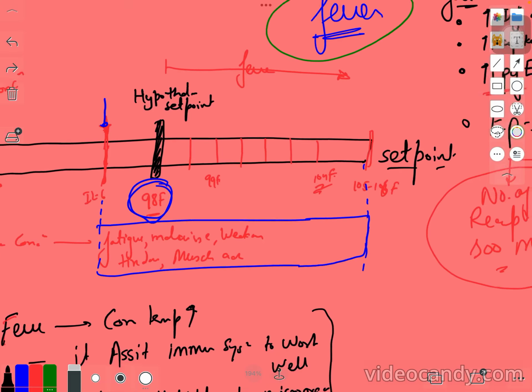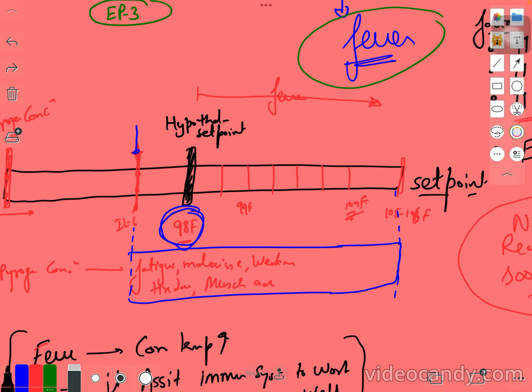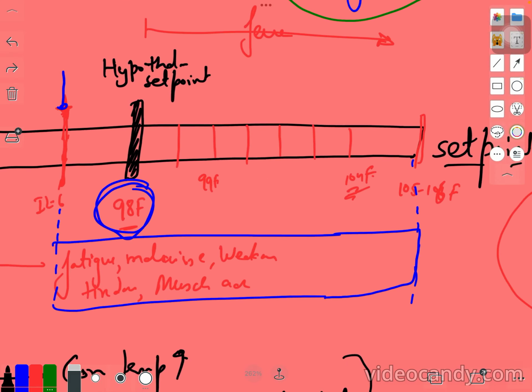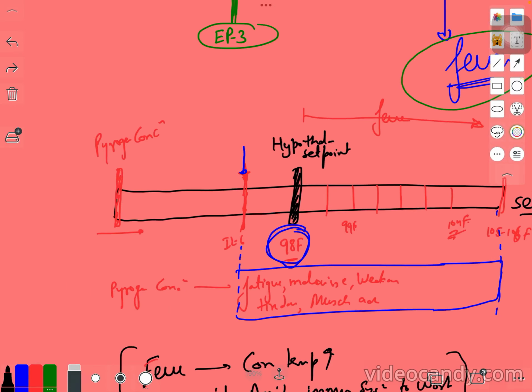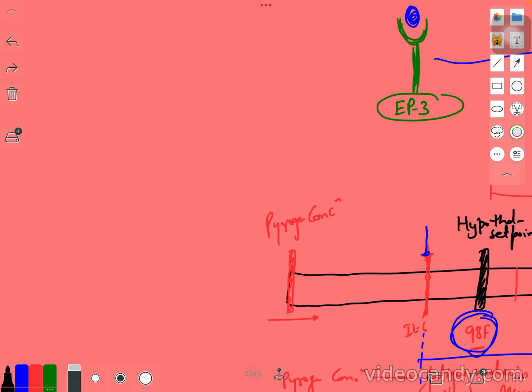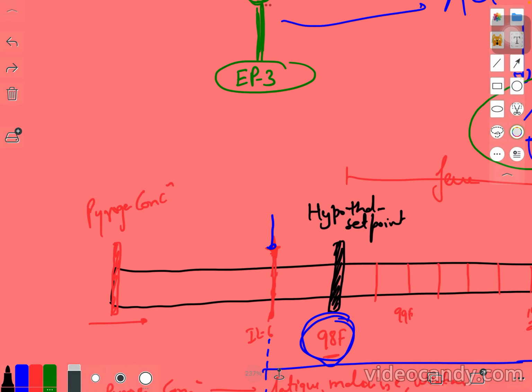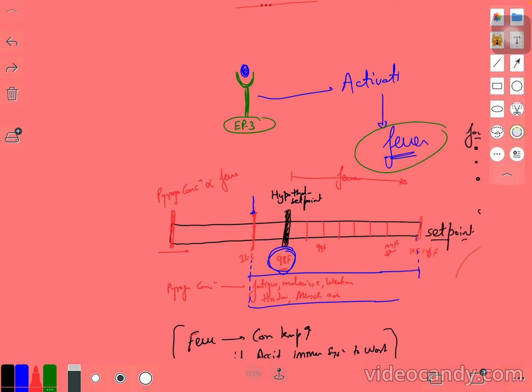However, a huge amount of fever, 103, 104, is not nice, okay. So if a patient has less fever, mild fever, the understanding is like this. Pyrogen concentration is directly proportional to fever. Let's say 100 pyrogen concentration will be mild fever, 200 moderate fever, 300 and beyond extremely high fever. Okay.